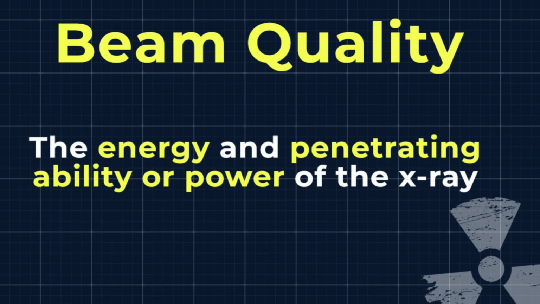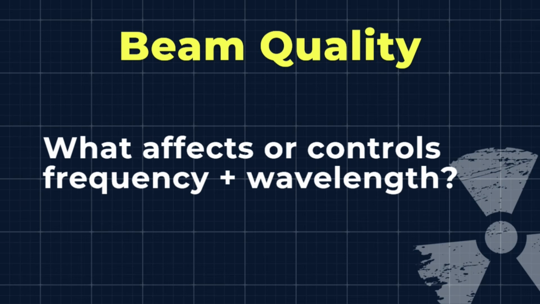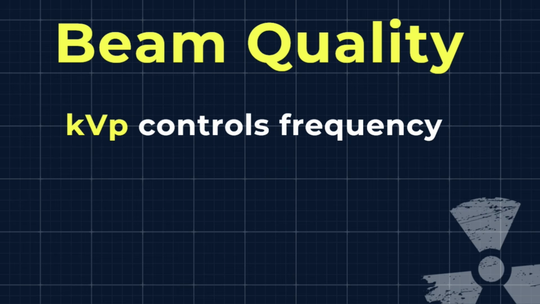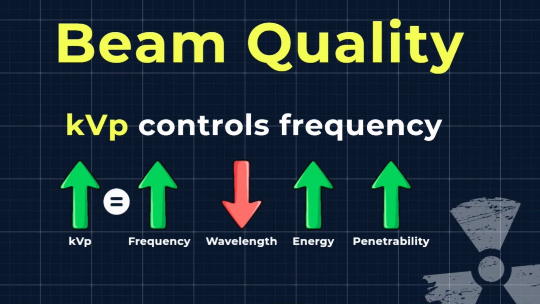Let's start with beam quality. Beam quality refers to the energy and penetrating ability of the X-ray beam. Now, we already talked about frequency and wavelength, but what affects or controls those two factors? Well, in an X-ray beam, kVp controls the frequency. Higher kVp gives the electrons more energy before they hit the tungsten target, which corresponds to higher frequency, which then equals shorter wavelengths, which means higher energy and higher penetrability for our beam.